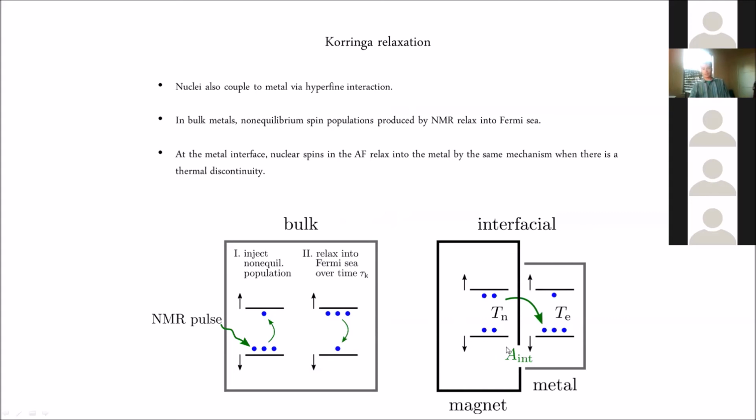Here we have nuclear spins which are biased in a magnet that's connected to a metal. And the same type of physics can describe interfacial spin transfer. So it's in a sense interfacial thermalization of the nuclear spins with the temperature in the metal. So if there's a thermal bias, again, spin can flow across the interface through direct interfacial nuclear spin coupling, a hyperfine interfacial spin coupling.